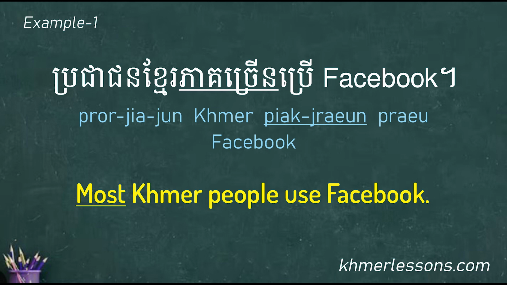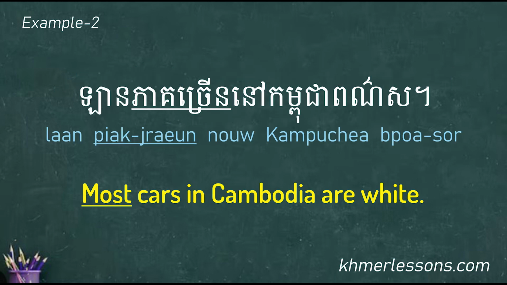Now let's see example number 2, about cars in Cambodia. You know cars in Cambodia mostly are white because Khmer people like white cars. So in this sentence we say most cars in Cambodia are white. So white is the most popular color for cars in Cambodia.